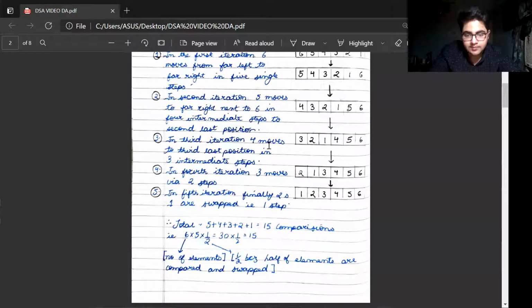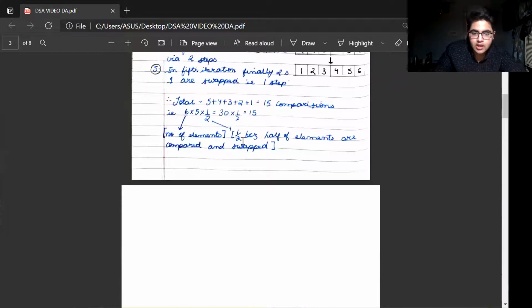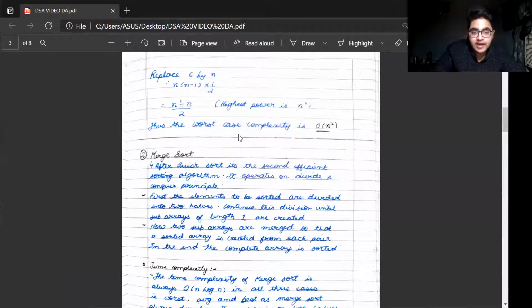That's possible in this small example. But in general cases, the formula we use is the number of elements, n, into n minus 1, into half, because half of the elements are compared and swapped on average. Thus, the formula we get is n into n minus 1 into 1 by 2, that's n square minus n by 2. Here, the maximum power of n is n square. That is, the worst case will be order of n square. That's what we learned in the bubble sort concept.